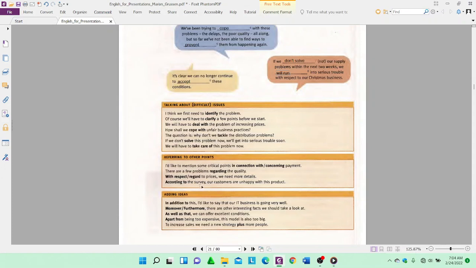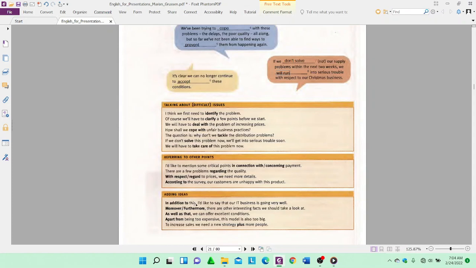Jadi nggak pernah bilang according to me, oke? According to the survey atau according to misalnya our customers' voice. Our customers are unhappy with this product. Oke? Nah, ini bisa kita gunakan karena terkadang kita menggunakan itu. Atau ketika kita ingin menambah ide, or in our explanation we have explained one idea and we want to add more ideas. Kita bisa gunakan ekspresi ini. Contoh, in addition to this. In addition to this, I'd like to say that our IT business is going very well.